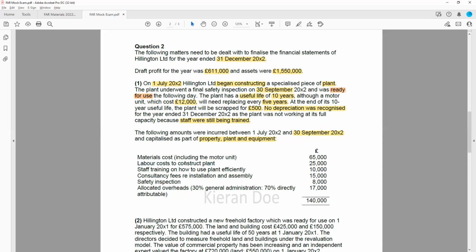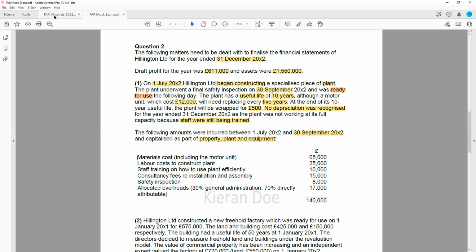Labor costs to construct it, so to build it, because it was an asset which they constructed in-house. They didn't just buy the finished item. Staff training on how to use it efficiently, consultancy fees regarding installation and assembly, a safety inspection, and some allocated overheads. So the issue we have here is we've kind of got the cost of the plant, which is like the materials and the labor. That's what it kind of costs to build it. But then we've kind of got these other costs as well, like safety inspection, staff training.